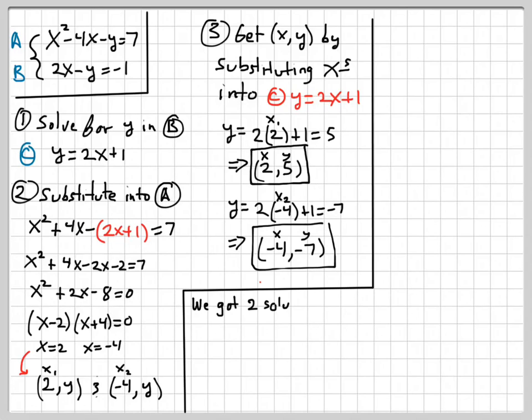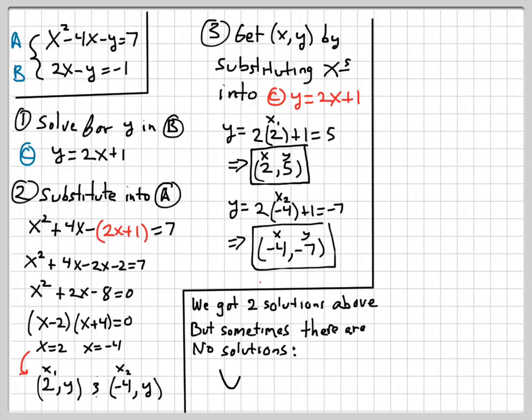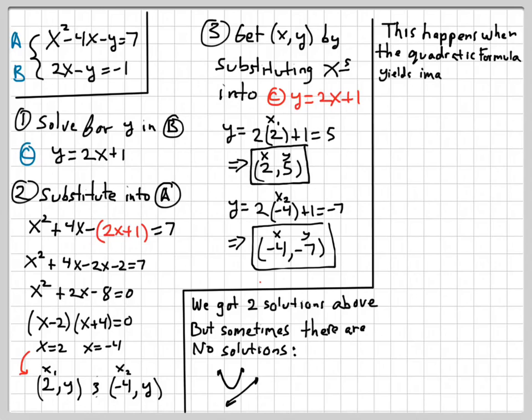So in this case, we see that we got two solutions. But sometimes there are no solutions. And this happens when the quadratic formula yields imaginary solutions.